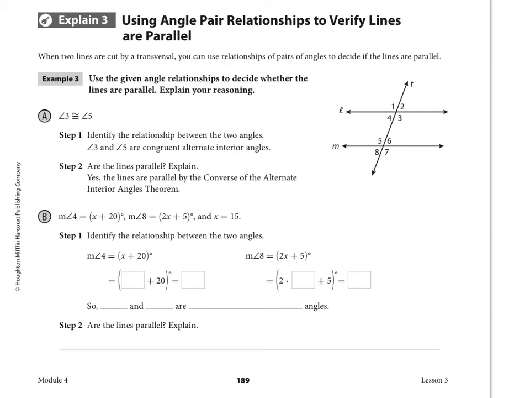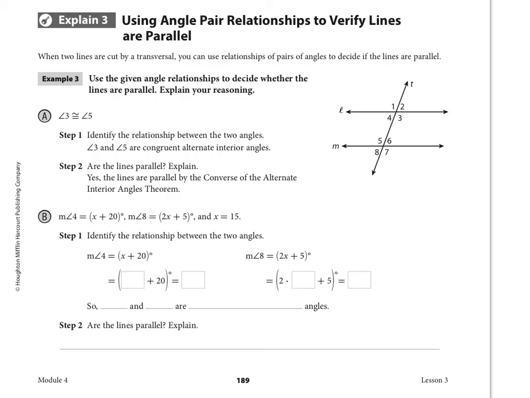It says use the given angle relationship to decide whether the lines are parallel. We are told that angle 3 is congruent to angle 5. So the question is, are 3 and 5 any special pair of angles, and does the fact that they are congruent help us out at all? Well, of course it does. We can identify that 3 and 5 are congruent alternate interior angles. And so the question is, are the lines parallel? Yes, because the converse of the alternate interior angles theorem says that if I have two congruent alternate interior angles, then the lines that they are formed from are also parallel.